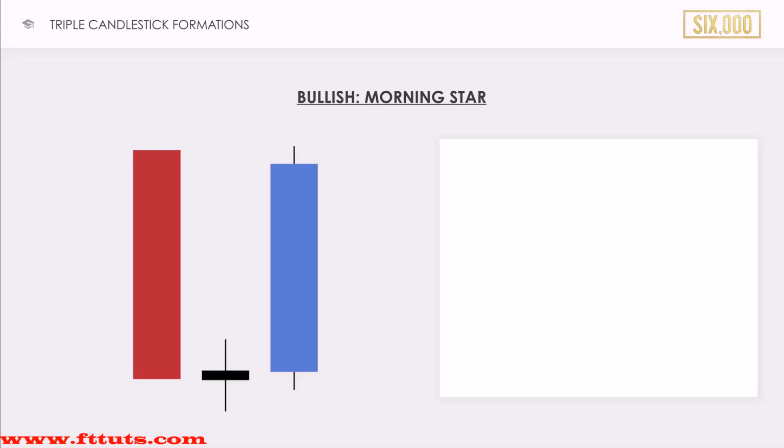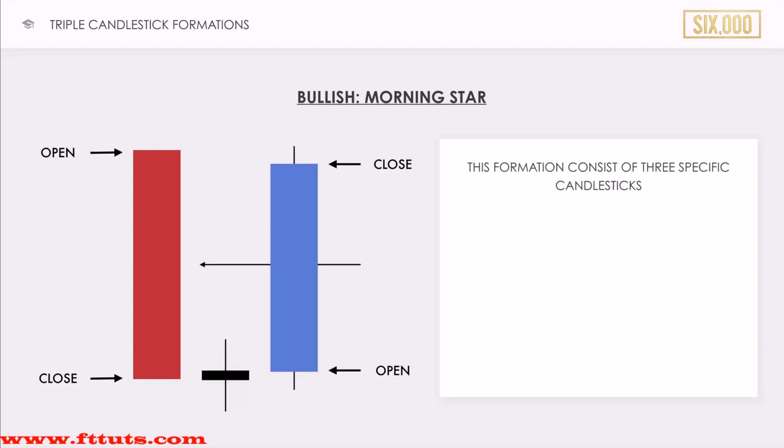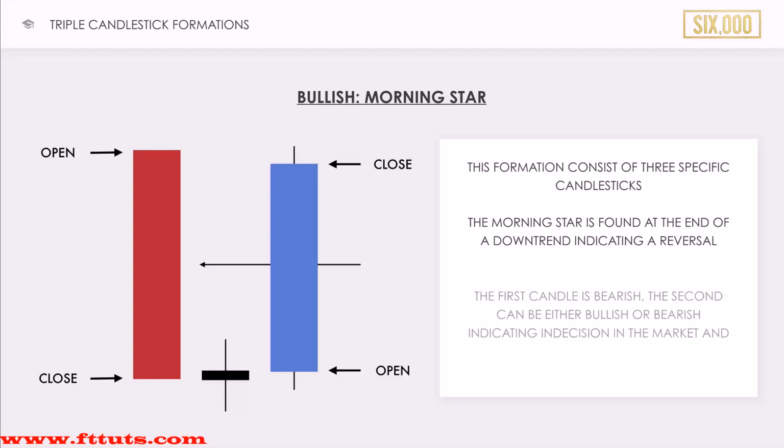Now on to our final topic for today, which is triple candlestick formations. Here we have a bullish morning star. For these to be valid, you of course need three specific candlesticks. We have a bearish candlestick followed by an indecision candlestick such as a spinning top or doji. The color of this candlestick, whether bullish or bearish, is irrelevant. And the third candlestick in this formation is bullish. The morning star is found at the end of a downtrend, indicating a reversal.